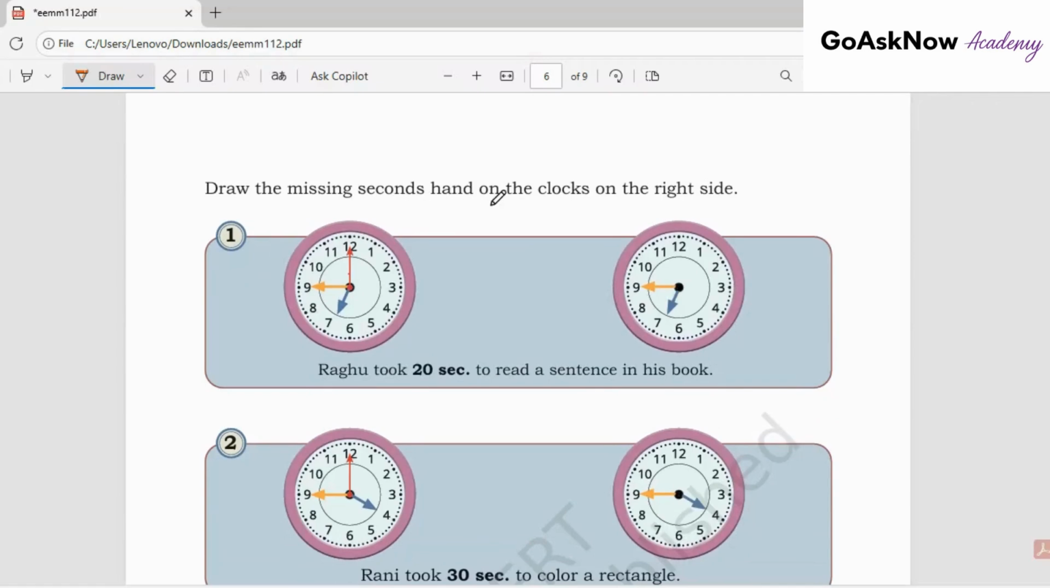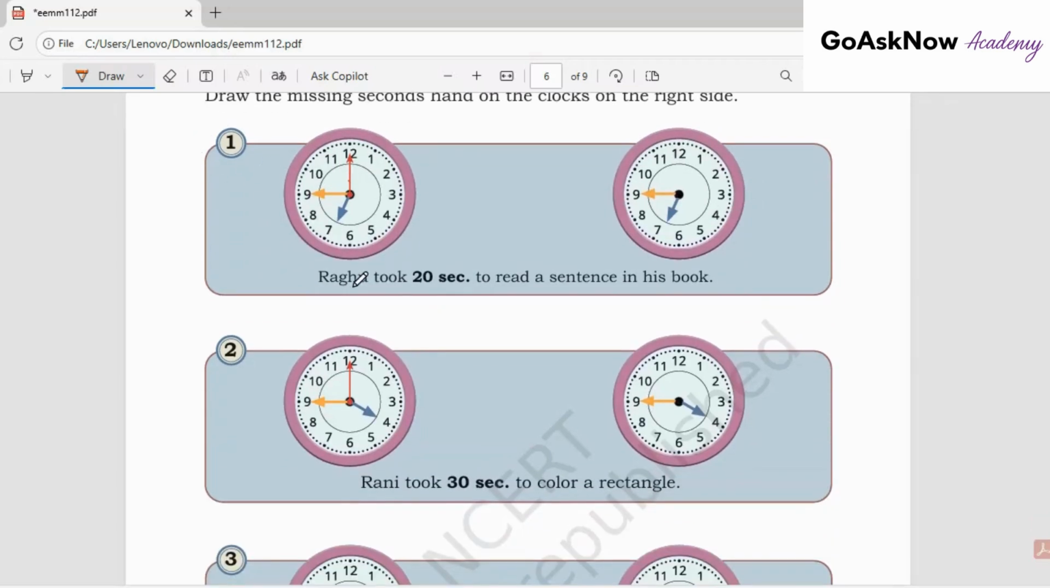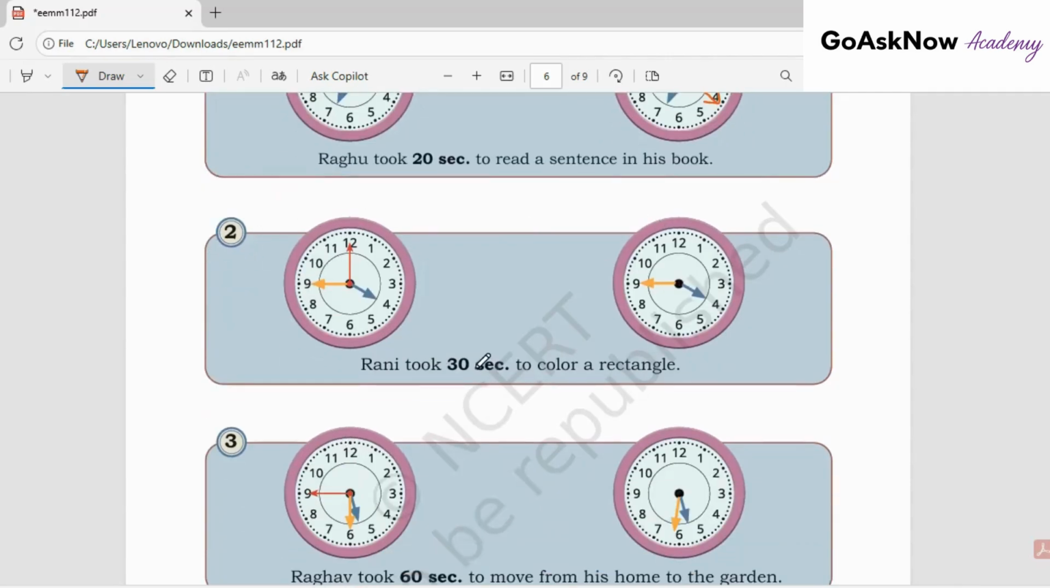Draw the missing second hand on the clock on the right side. Okay. First one here, Raghu took 20 seconds to read a sentence in his book. The second hand is indicating 0 seconds here. 20 means 5, 10, 15, 20. Here we have to draw it. Next, second one. Rani took 30 seconds to color a rectangle. Here also it is on 0. We have to draw 30, which means 10, 20, 30.